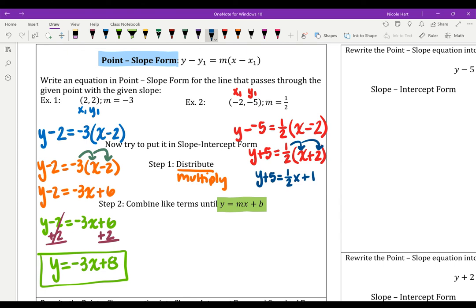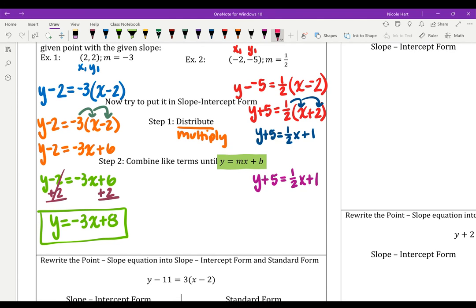And then from here, I need to subtract. I'm going to rewrite my equation. I've got y plus 5 equals 1/2 x plus 1. I want to get the 5 away from the y, so I'm going to subtract 5. And my equation says y equals 1/2 x minus 4.